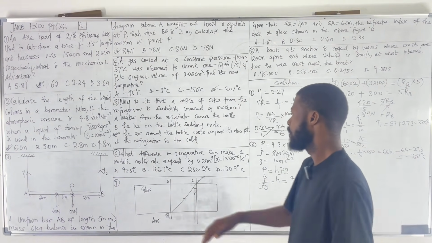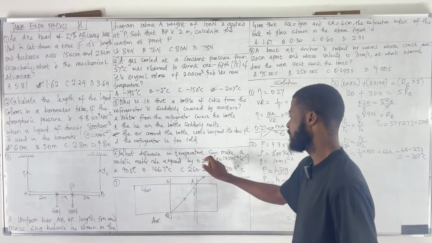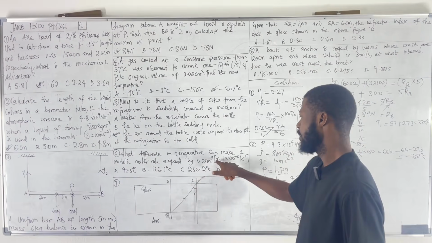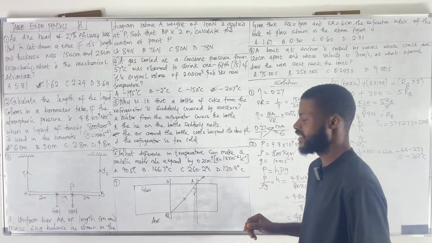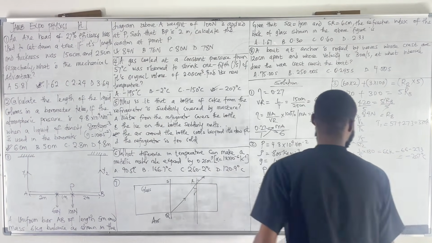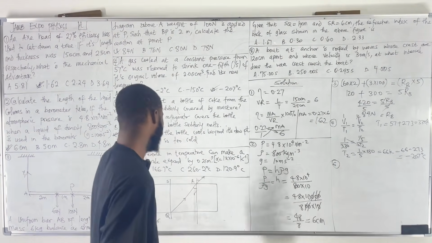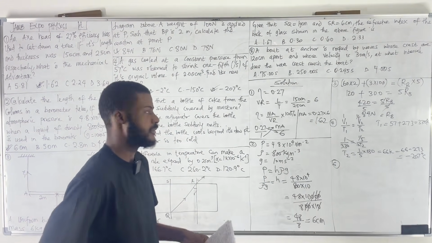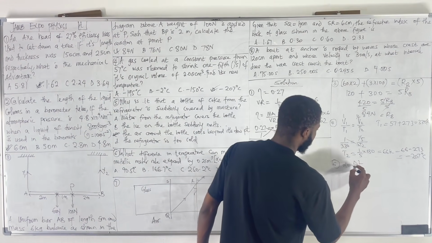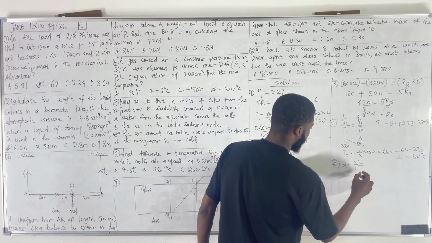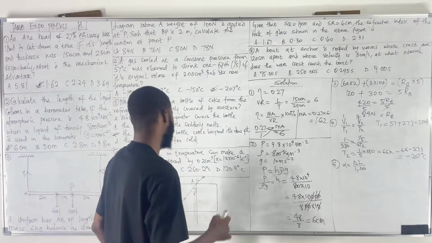Number 6. What difference in temperature can make a metallic meter rule expand by 0.2 centimeters? The coefficient of linear expansion is 12 times 10 to the power of minus 6. So for this one, number 6, you need to remember that linear expansivity is the change in length per unit degree rise in temperature. That's the formula for linear expansivity.